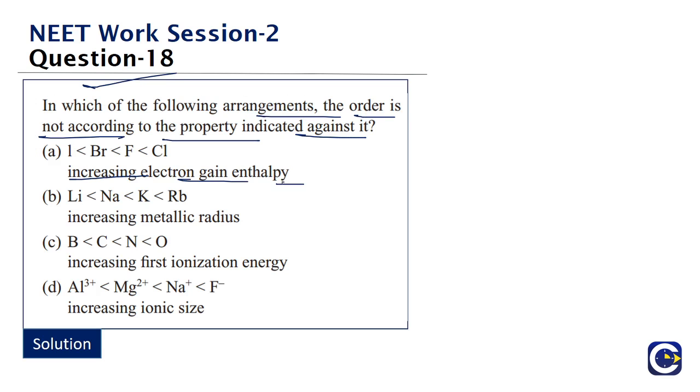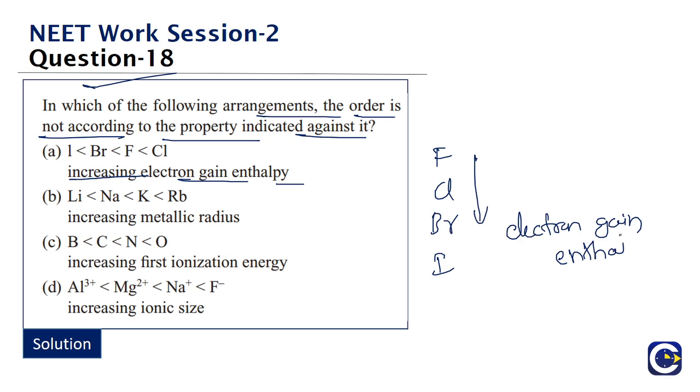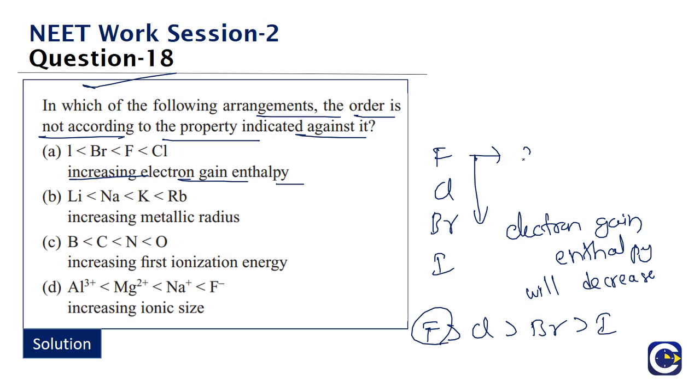Increasing electron gain enthalpy. See, in the 17th group here, fluorine, chlorine, bromine, iodine. Generally when we go down the group, the electron gain enthalpy will decrease. Which means fluorine electron gain enthalpy is more than chlorine, more than bromine, more than iodine. But fluorine comes in the second period. So in electron gain enthalpy we have an anomaly between the second period and the third period elements.